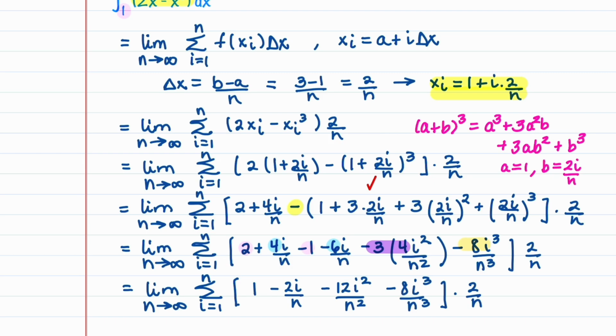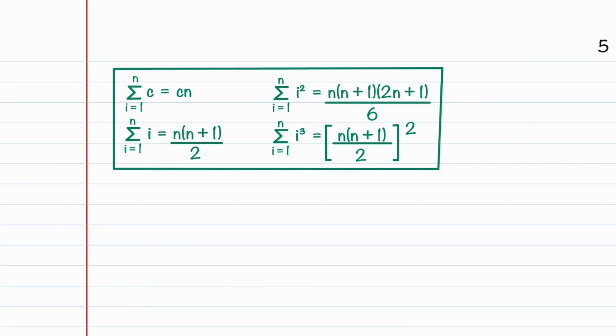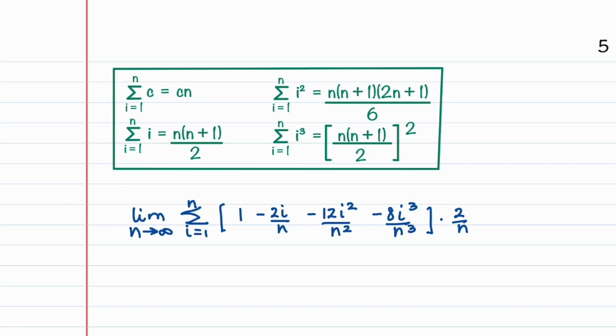We are running out of space, so we're going to have to continue on to the next page. So let me just go ahead and grab this, and we'll put that on our next page. I went ahead and copied the formulas that we're going to need also, just to make it easier. What we need to do now is multiply all 4 of these terms by 2 over n.